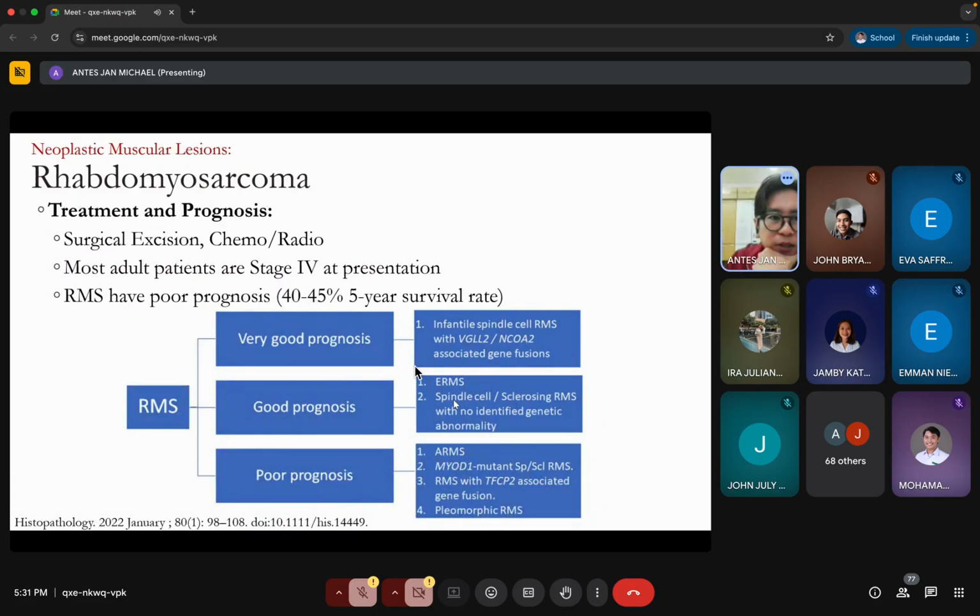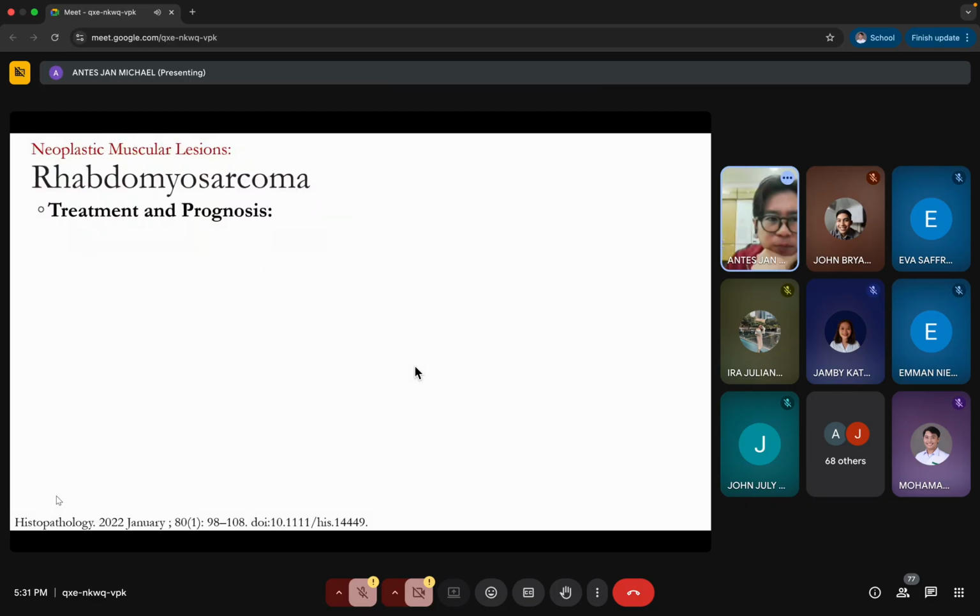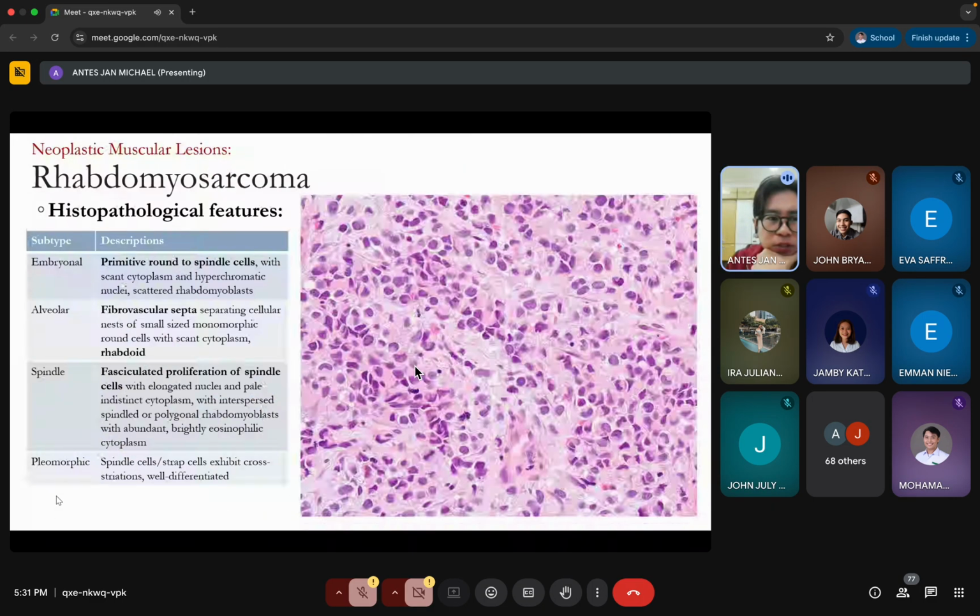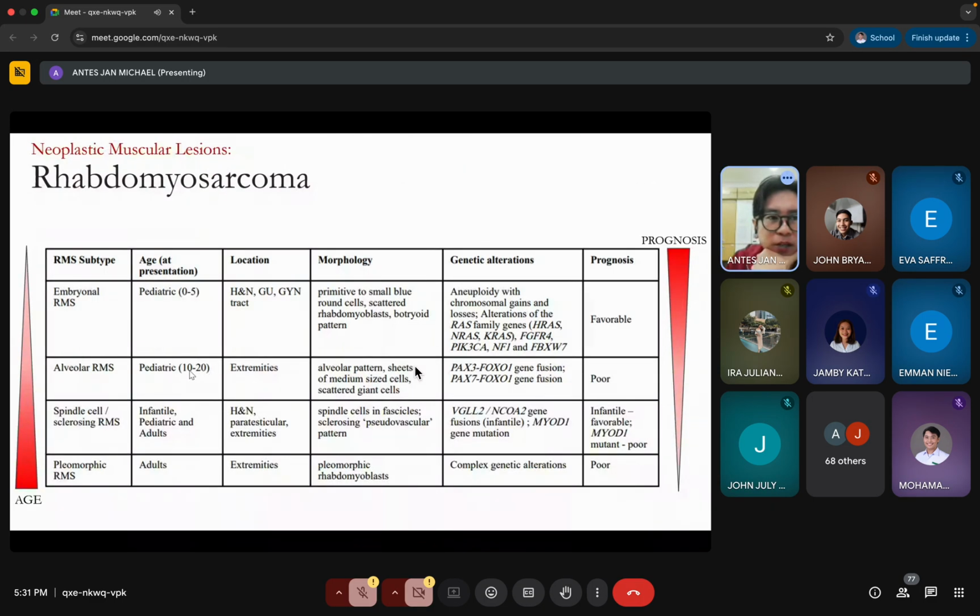The ERMS, the embryonal, the spindle cell, ARMS, the alveolar one, and the pleomorphic. So just to have a recap for the prognosis, all you have to do is remember this table right here. The subtypes are seen to have differences in their age predilection and corresponding prognosis.